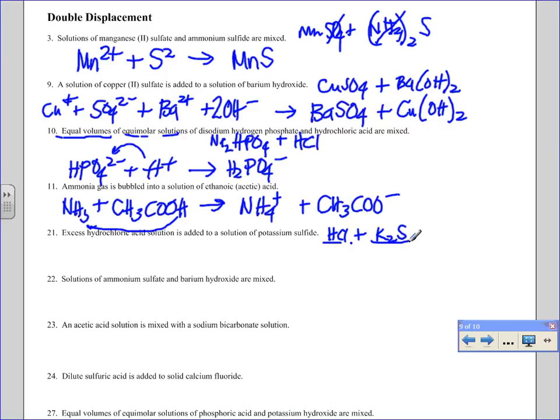So what you actually have here is H plus and S2 minus forming H2S. And this is one of the gases that you want to recognize. So when you've got an acid plus a sulfide, you're going to produce this gas H2S. Okay, this actually smells like rotten eggs, which is a little tidbit that sometimes comes up on the AP exam.